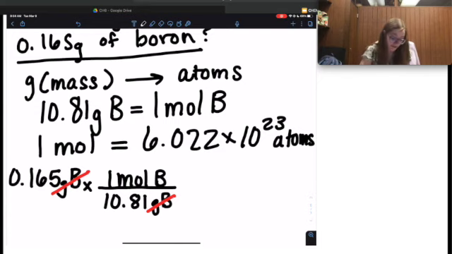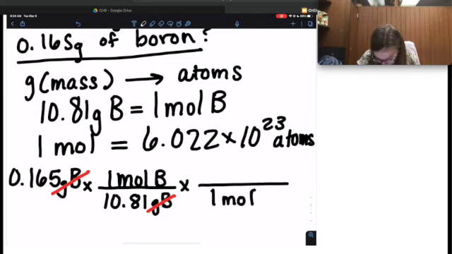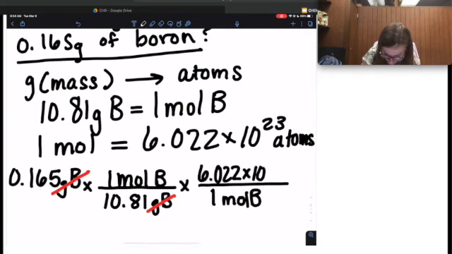Well, I do have a relationship between moles and numbers of atoms, so I'm going to leverage that information and use it here to solve my problem. If I know 1 mole of anything is 6.022 times 10 to the 23rd of that thing, and I want 1 mole of boron atoms, I'm putting 1 mole on the bottom so it cancels out, because I don't want moles, I want atoms. So now I have 6.022 times 10 to the 23rd atoms of boron.